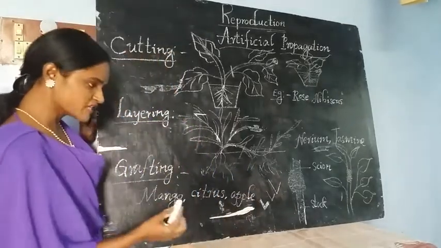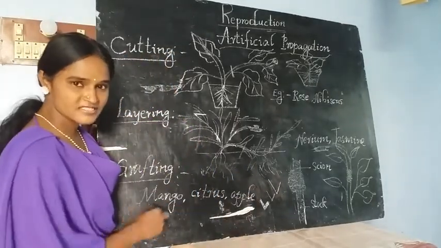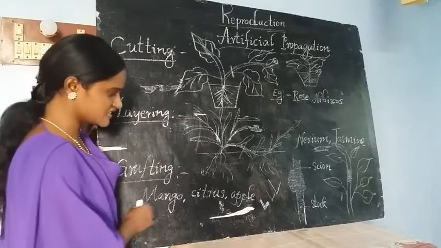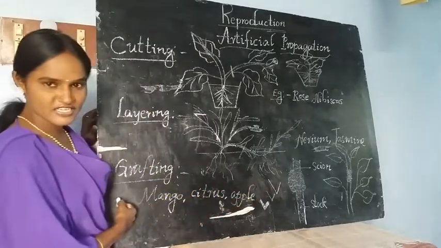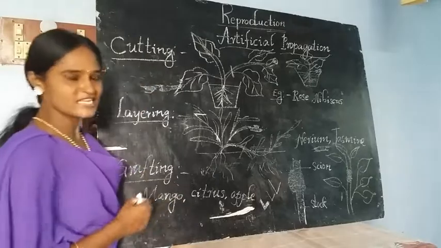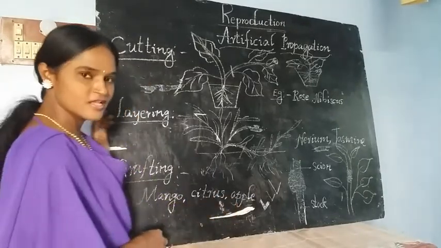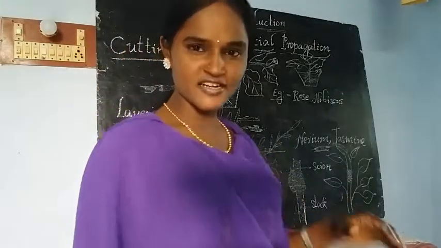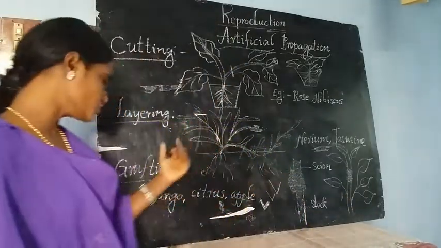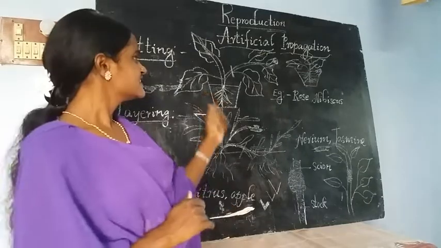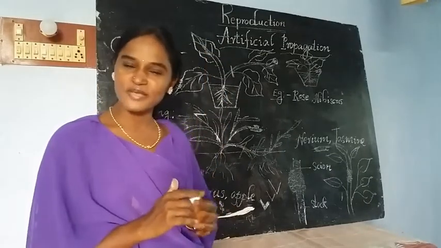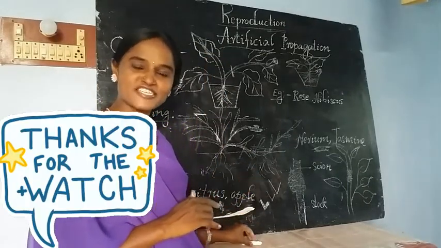Many fruit-giving plants and some flower-giving plants, we follow the same method in order to get desirable characters. Examples are mango, citrus, apple. If you want to get desirable characters in plants, then we need to follow the process of grafting. This is about artificial propagation in the lesson of reproduction.